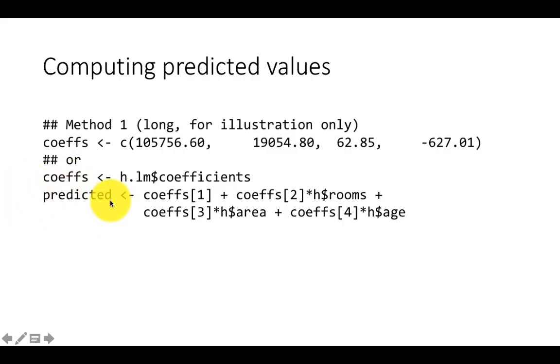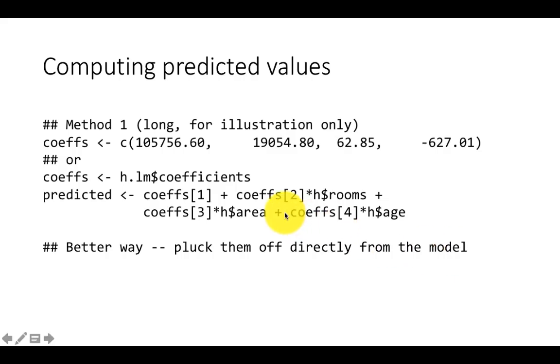So predicted is going to be a vector containing the predicted values for the same data that we used for building the model. The better way, of course, is that the linear model object that we built actually contains the predicted values directly. So you just have to say h.lm$fitted.values. That's a field in the linear model which already contains all the predicted values, right? So there's really no need to do all of this.